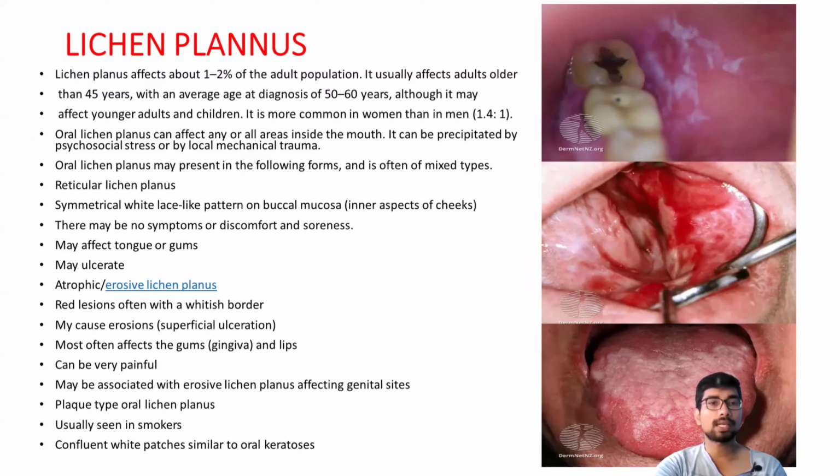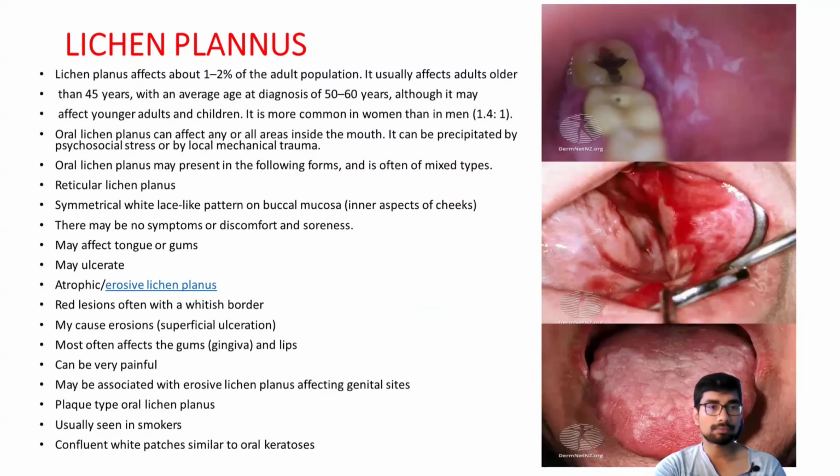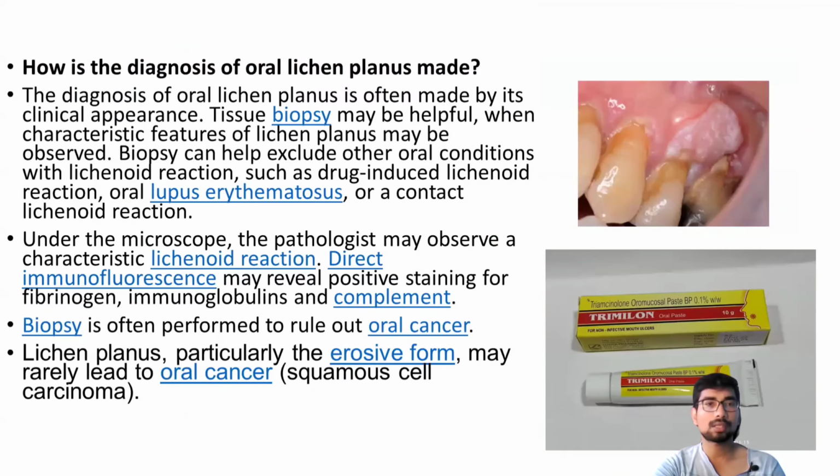Reticular is a symmetrical white lace-like pattern on the buccal mucosa. In this form, there may be no signs or discomfort. Atrophic or erosive: red lesions appear with a whitish border, which may cause erosion and superficial ulceration. Most often affects the gums and lips. Can be very painful. Ulcerative form. This is fibrotic form. White patches on the tongue.